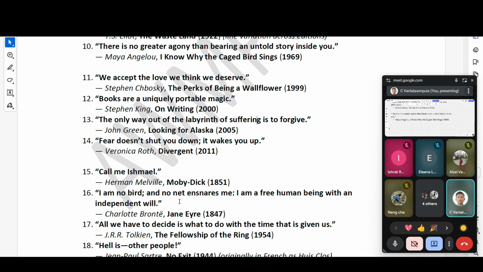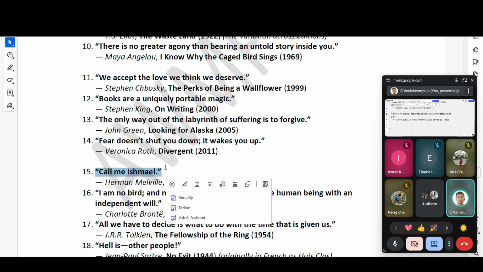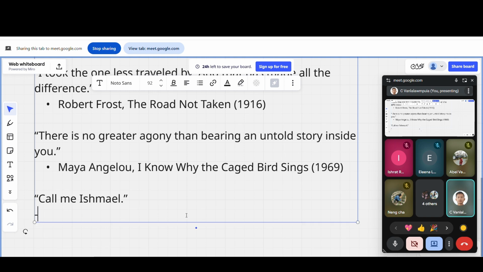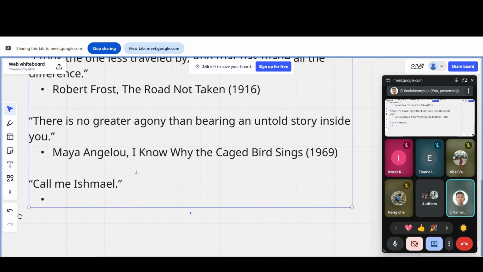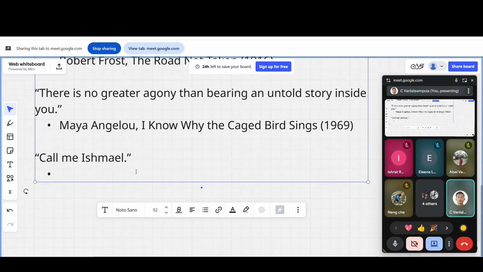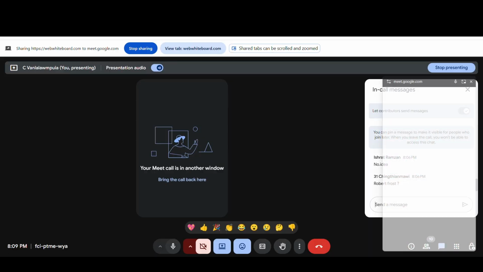Wait, let me just select. Oh, this one is an easy one, I think. Okay, I need some interaction. "Call me Ishmael." Where do you think this is taken from? This is from a novel, definitely from a novel. What is the name of the work? Just tell me, quick.